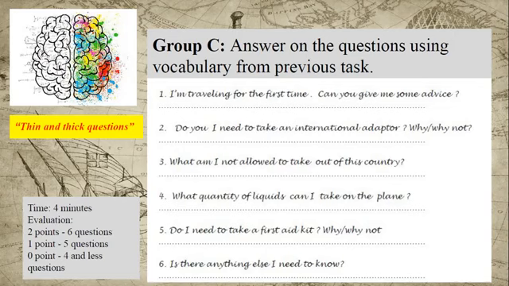A thick question is a question that requires more than 1 or 2 word response. It deals with the big picture and large concepts. Thick answers are involved, complex, and open-ended. For example, question number 5. Time 4 minutes. Evaluation system is presented to this group.